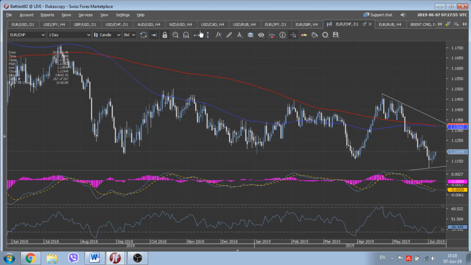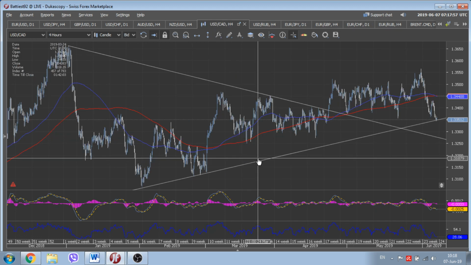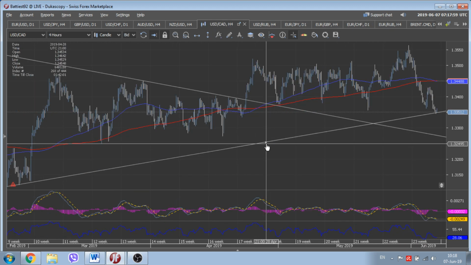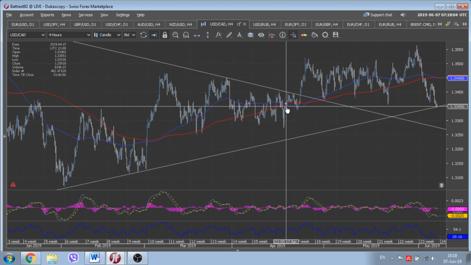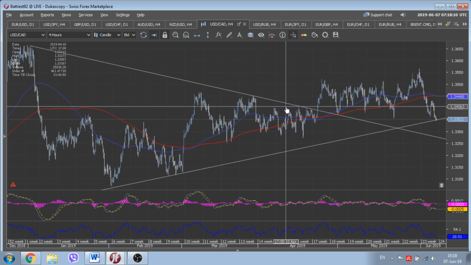Why did we do so? Let's see the chart. We did so because we are testing at the moment, but still not breaking on a sustainable basis, the so-called uptrend line in the currency.